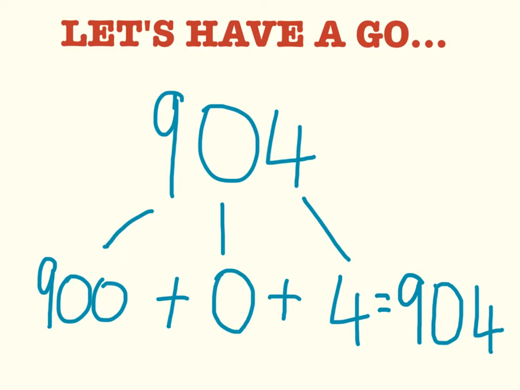I would like you now to go and partition the number 744. The number again is 744. Remember, you need to do exactly what was done on the board here. You're partitioning the hundreds, tens, and ones. Off you go. Go and do that for me, please.